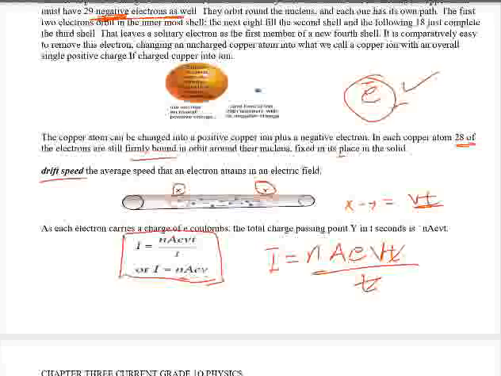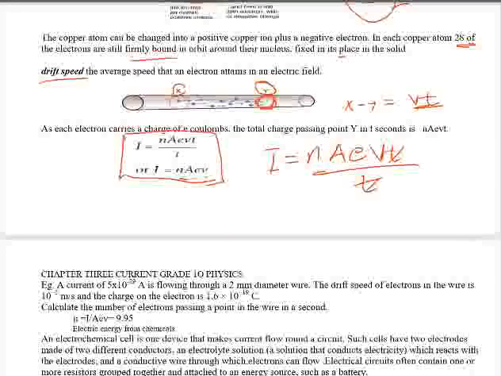N is the number of electrons, A is the cross-sectional area of the wire, e is the charge on each electron, and v is the speed of each electron. Therefore, by using this equation also, we can derive the current that is flowing through the wire.